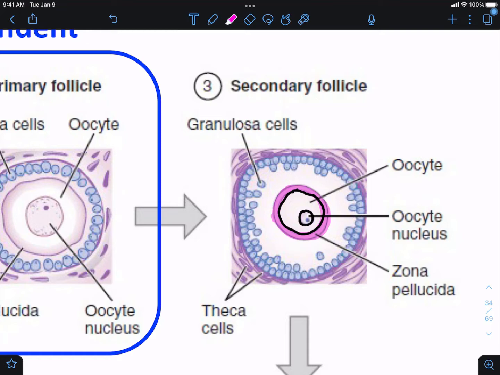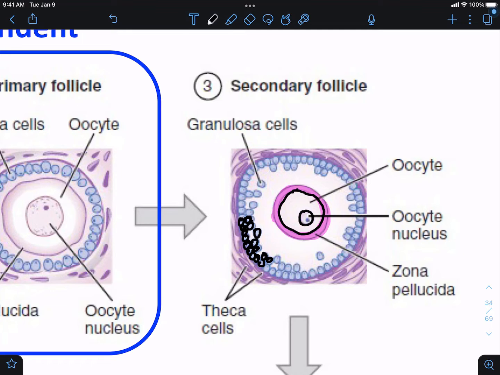I believe in a previous video I called it glycolipids, which was incorrect. So I want to make a correction here that these are glycoproteins. Notice the follicular layer begins to get a little bit deeper, a little bit more robust as these follicular cells / granulosa cells begin to proliferate.